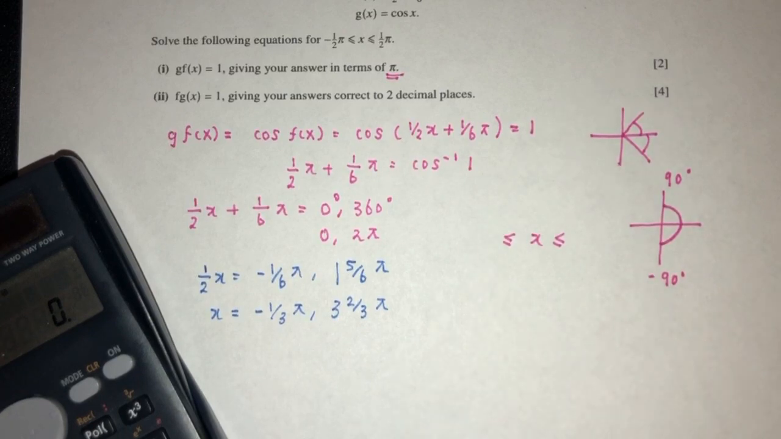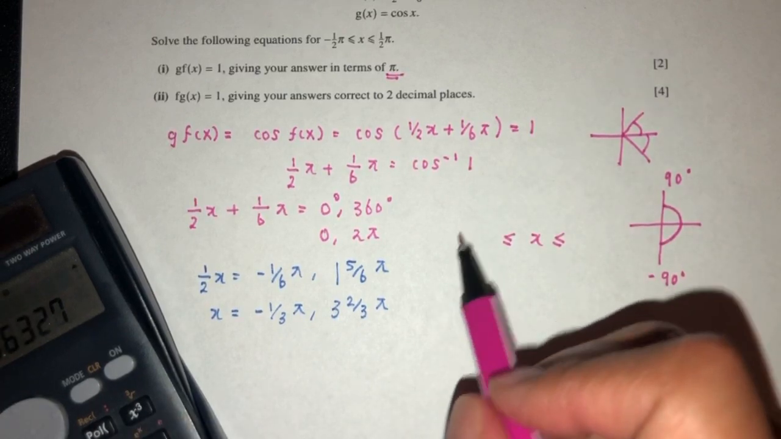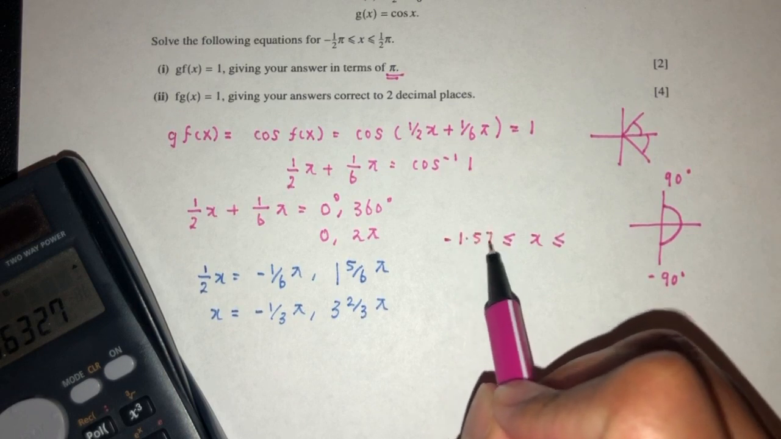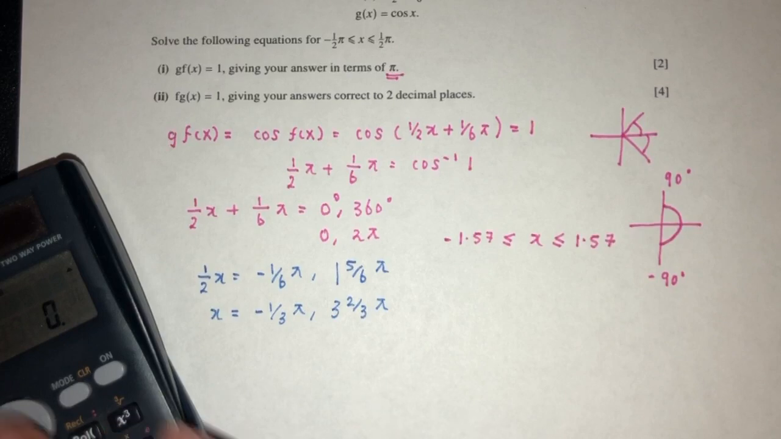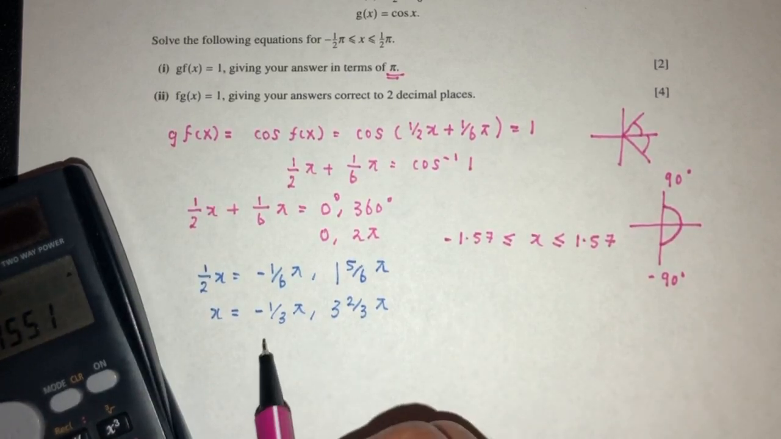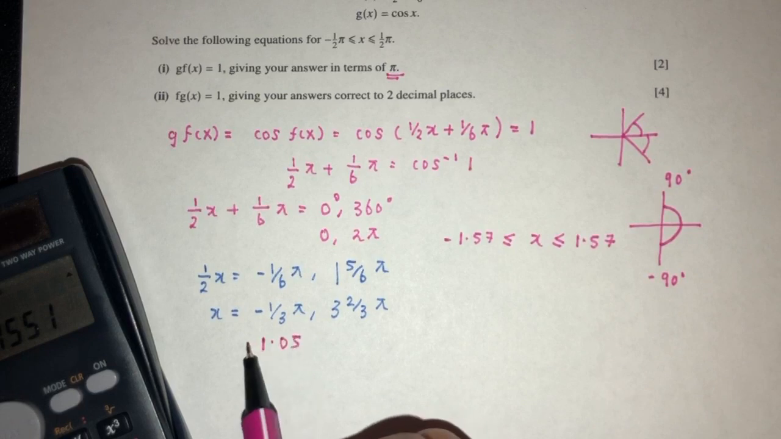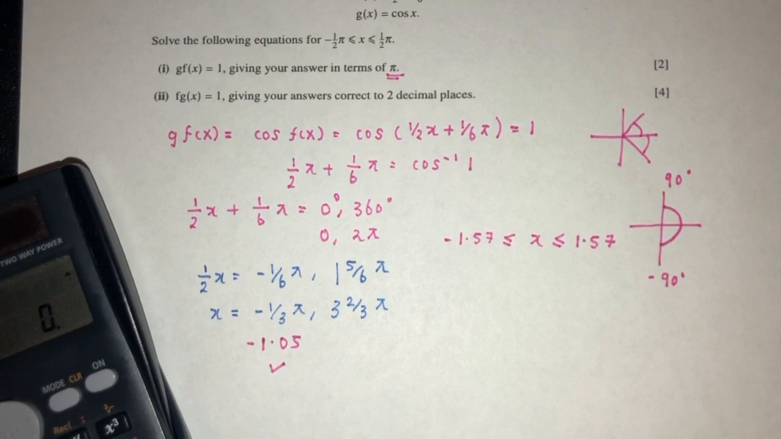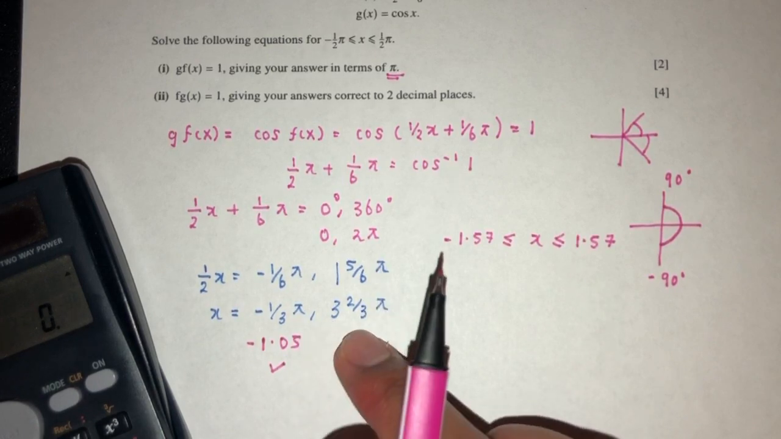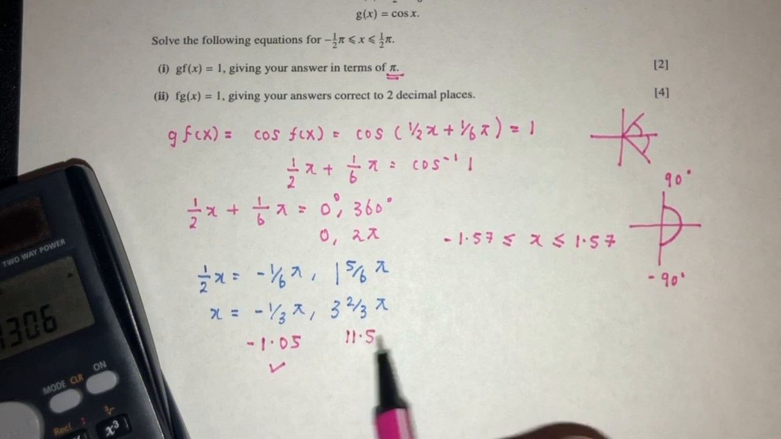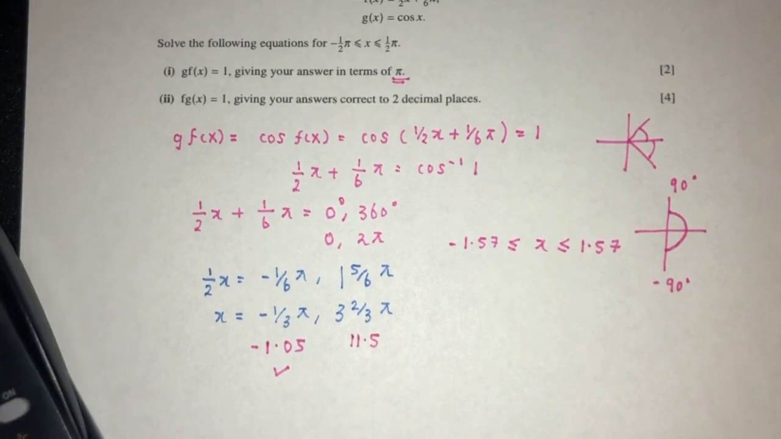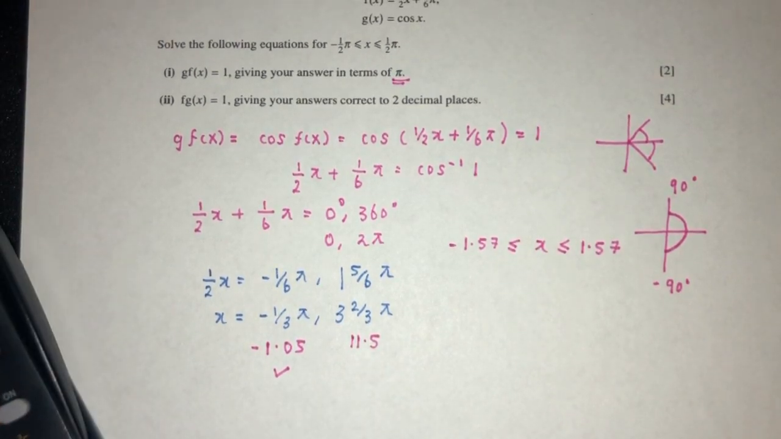So let me write this down. So pi divided by 2, that should be minus 1.57 on one side, sorry. So what is pi divided by 3? It is 1.05, which is inside this, so this is good. Now this one, we have 3 times 3 is 9 plus 2 is 11, so 11 divided by 3 times pi, that will be the value of 11.5. It is too much.